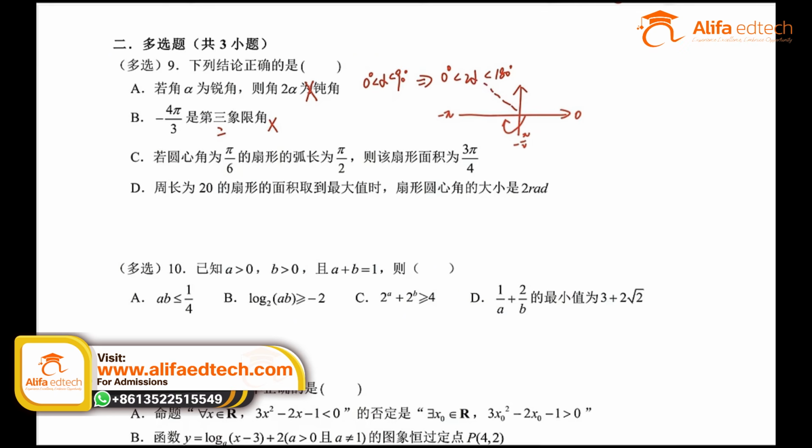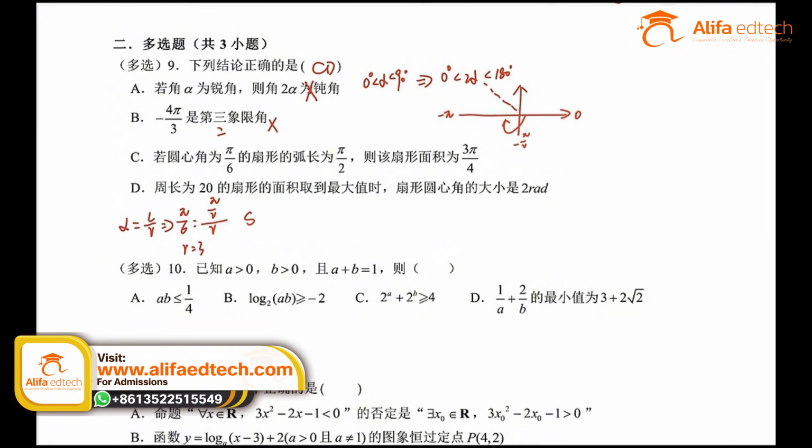Since this is a multiple choice question, the answer must be C and D. Let's verify it. For this sector with a central angle of pi over 6, the arc length is pi over 2. We need to find the area of this sector. The central angle is equal to the arc length divided by the radius. You must remember this formula. So plugging in the values, pi over 6 is equal to the arc length, pi over 2, divided by the radius. pi over 2 divided by what equals pi over 6? The radius must be equal to 3.